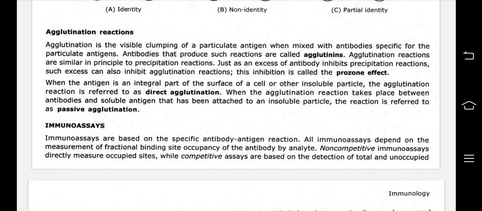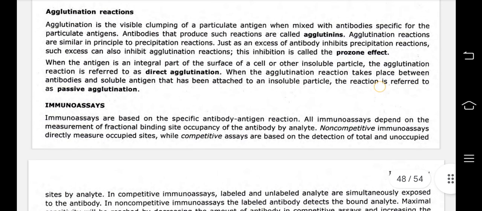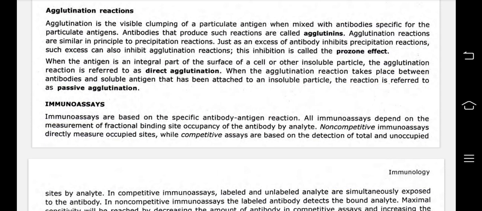Agglutination is the visible clumping of particulate antigen when mixed with antibodies specific for the particulate antigens. Antibodies that produce such reactions are called agglutinins. Agglutination reactions are similar in principle to precipitation reactions. Just as an excess of antibody inhibits precipitation reactions, such excess can also inhibit agglutination reactions. This inhibition is called the prozone effect.